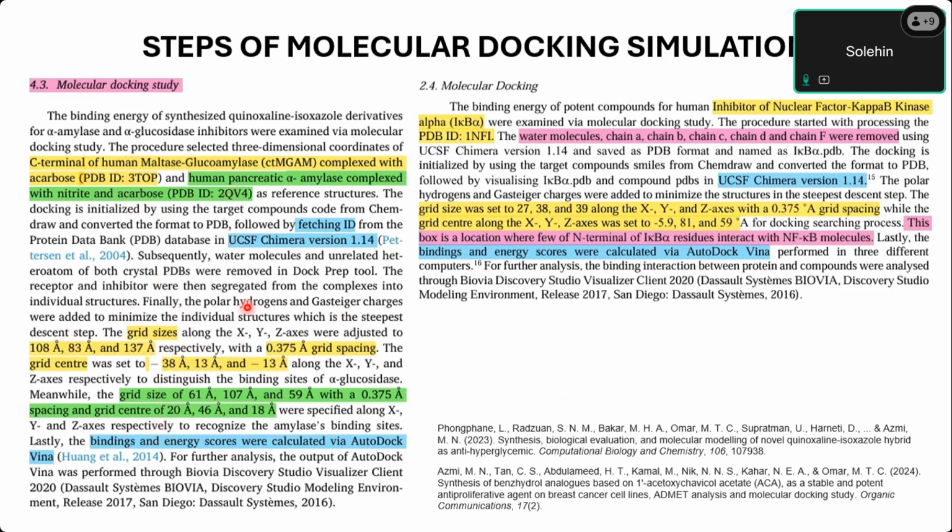And then the second one is the alpha amylase, the green highlighted one. You can see here, it says PDB ID 2QV4, in complex with acarbose. Just take note of this one, with the grid size of 61 angstrom, 107 angstrom, and 59 angstrom. Okay. And also the grid center of 20 Å, 46 Å, and 18 Å. Okay, finish with this one.